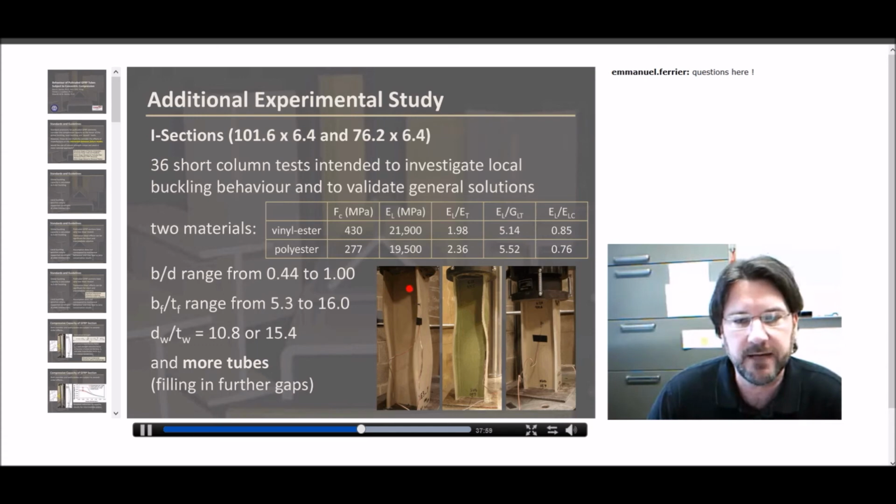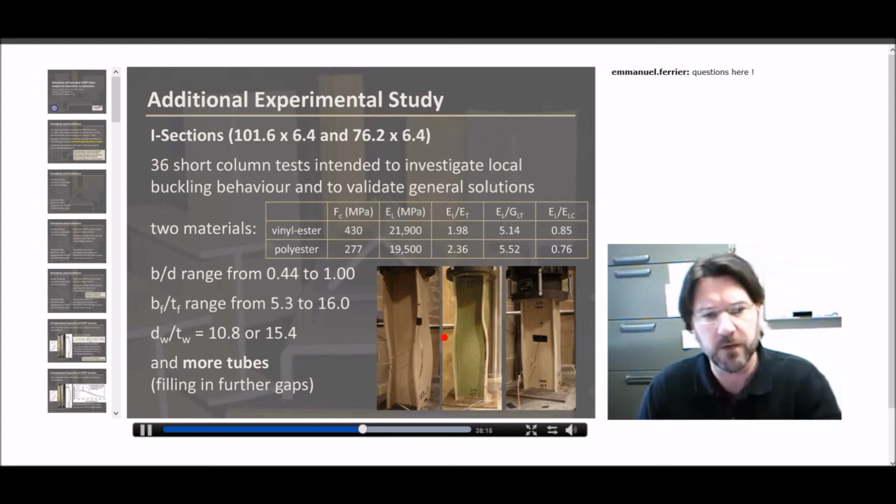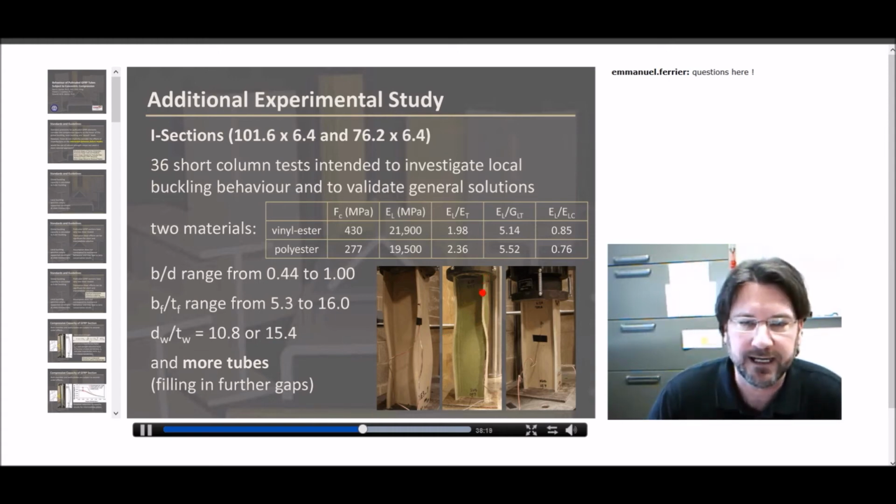What we did to affect slenderness then was we cut off the ends of the flanges. And so in this image on the left, we have the shape as it's provided to us, with the flange dimension essentially the same as the depth of the section. So B over D equal to 1, and then we subsequently cut off the flange tips to get stockier, more compact flanges to a very, very small eye shape here with very, very short flanges. And the ratio varied down to about 0.44, which affected different slenderness ratios for the flanges themselves. We also tested a number more tubes in order to fill in some of the gaps.